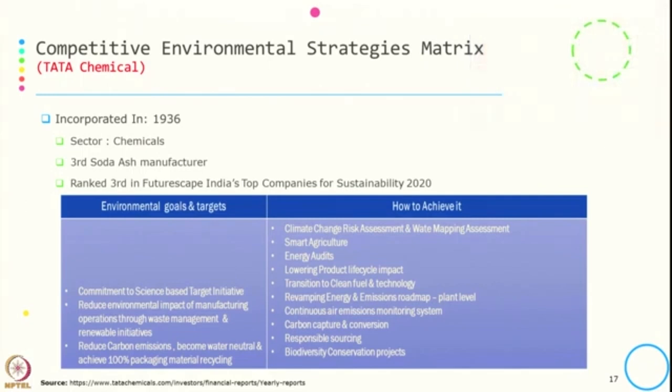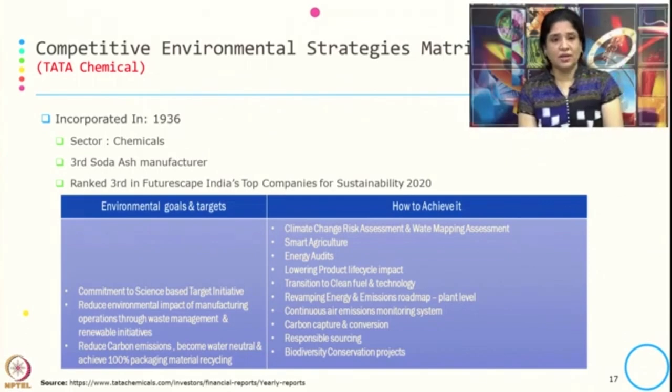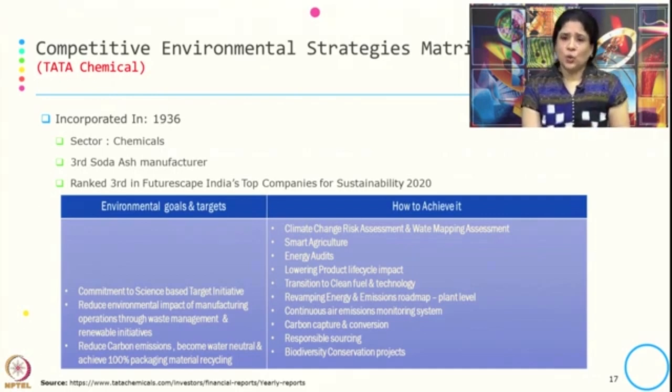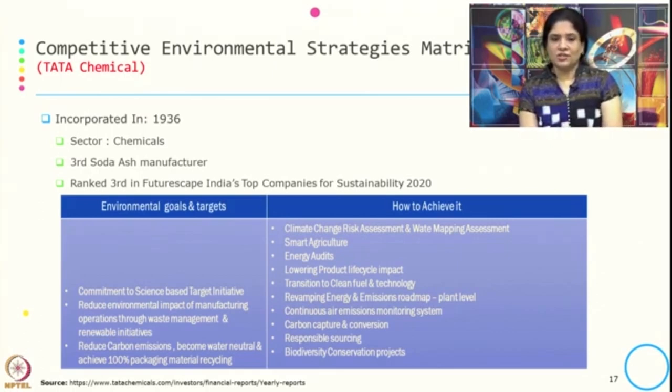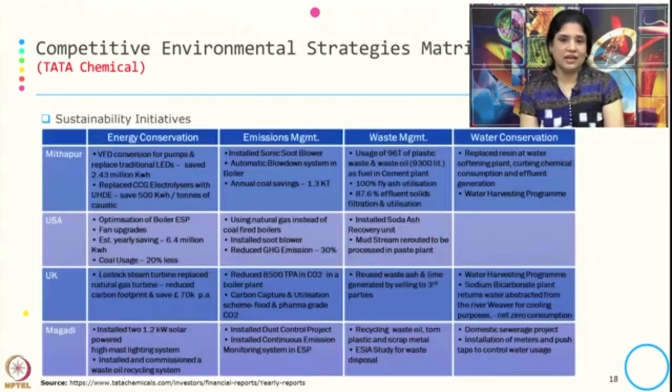Then coming to the fourth company, that is Tata Chemicals, incorporated in 1936 in the chemical sector. They are ranked third in the Futurescape India's top companies for sustainability 2020, in the business of soda ash manufacture. These are the environmental goals and targets they have highlighted, like the Science Based Targets initiative, waste management, the renewable initiative, and reducing carbon emissions, water neutrality and 100% packaging material recycling.